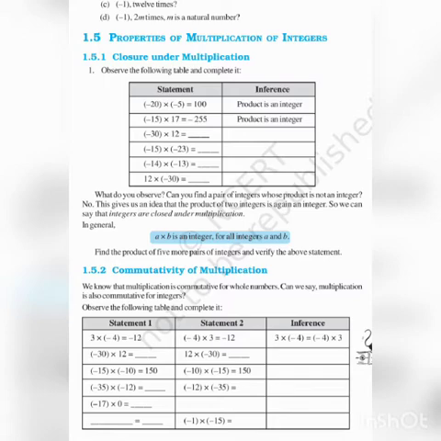Okay. What is the first property given? Closure property. Actually, integers are closed under multiplication. What does that mean? A into B is an integer. Next, the second property is what? Commutative property. Integers are commutative under multiplication. It is closed under multiplication and commutative under multiplication. These two points you should keep in your mind. Okay, children.